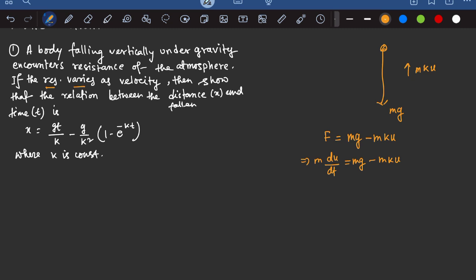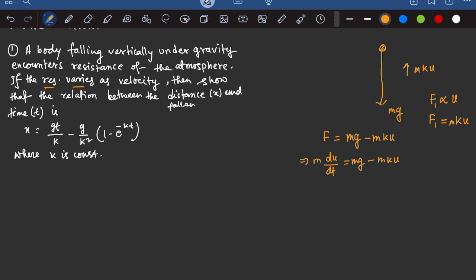So where did you get this k concept from? See, this resistance, suppose it is F1, varies with u. So F1 is nothing but ku for unit mass. Now the mass here is m, so you have mku. From here you get du/dt as g minus ku. So this is nothing but the equation of motion.